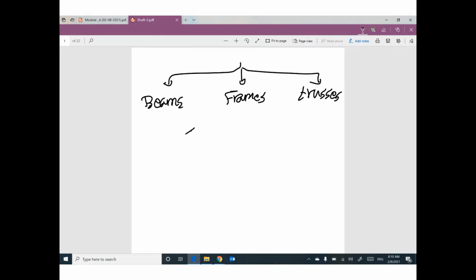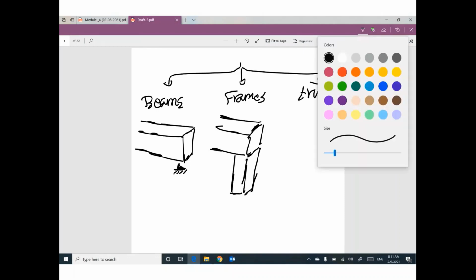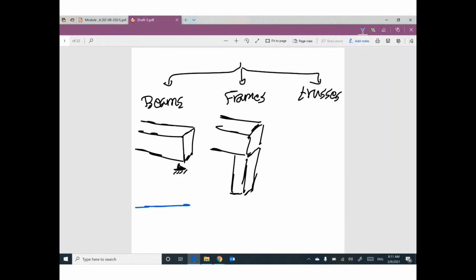Beams, if you have a beam, looks like this in the isometric shape, and we are considering this beam as supported here on hinge or roller or fixed. Frames, we are considering this beam by this column, both of them at the same time. So the beam looks like this, just horizontal line, and we have supports.